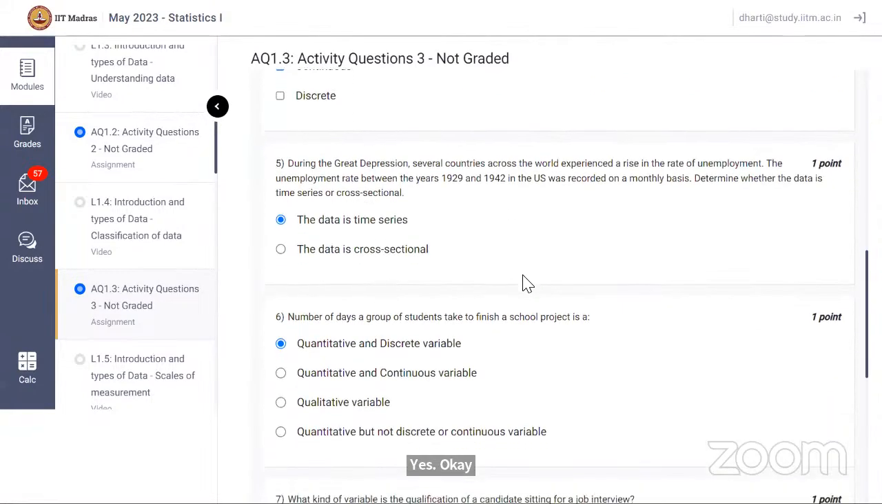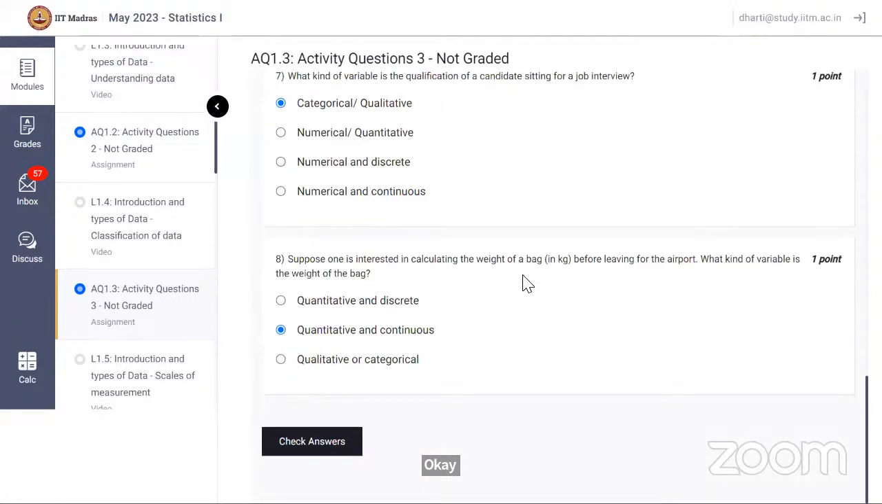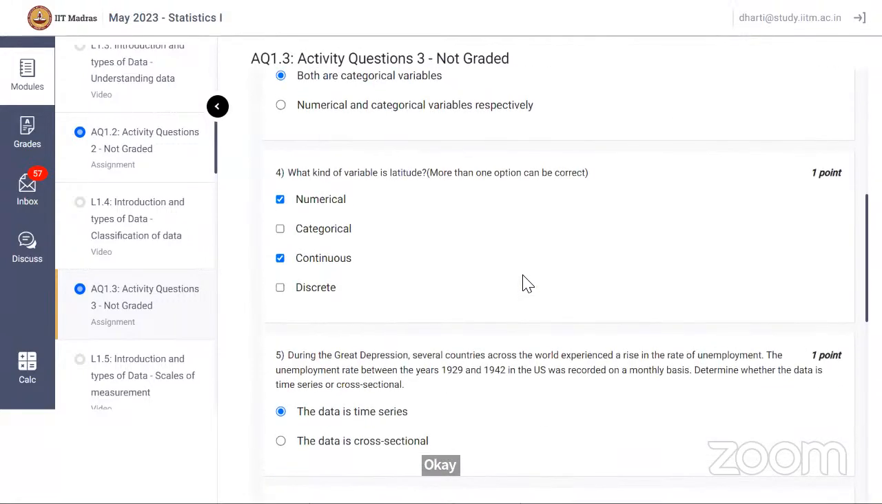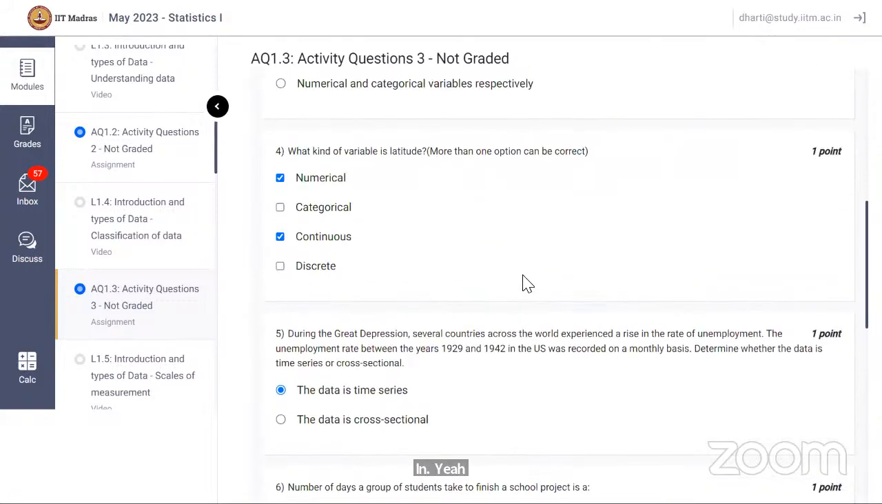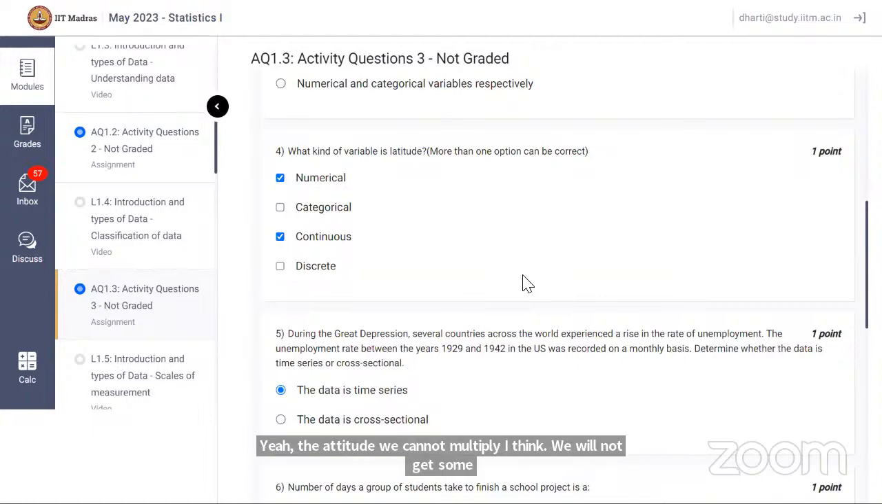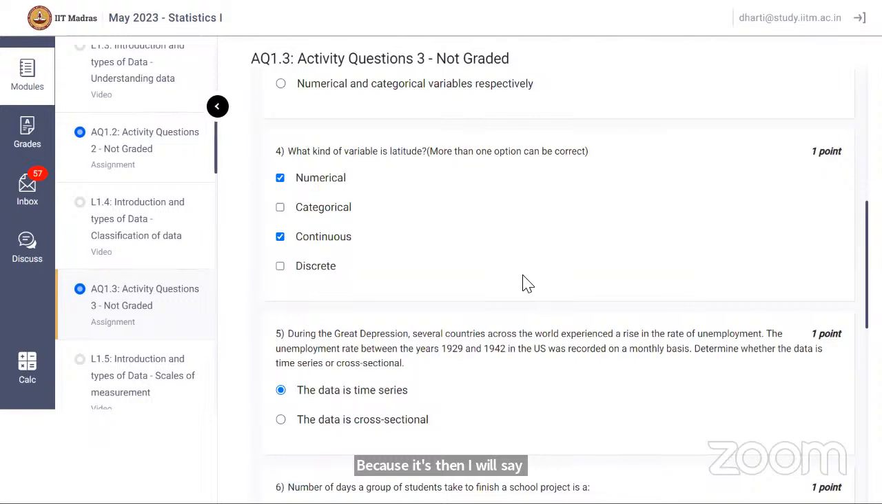And what kind of variable is latitude? Latitude is continuous, numerical. Ma'am, latitude we cannot multiply. Then I will say, I am not sure. The scale of measurement will not be ratio, but still with latitude there will be some interval kind of. I think latitude is a ratio scale of measurement, right?